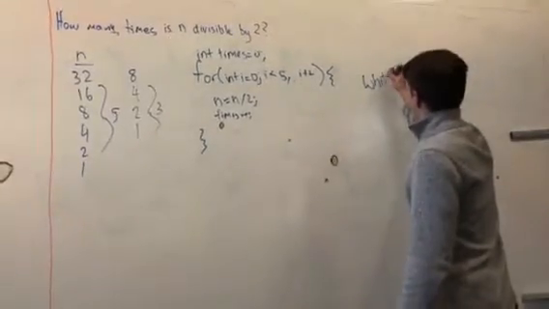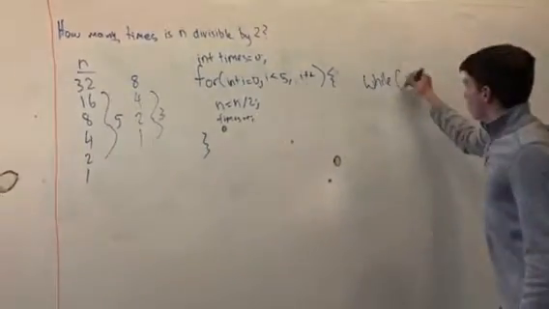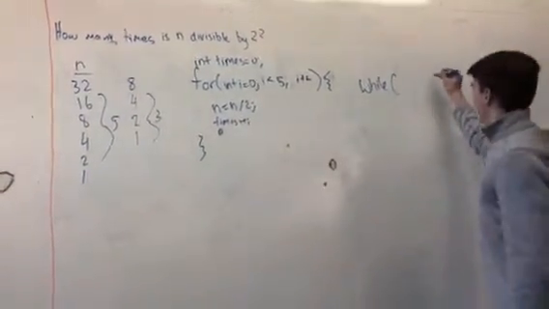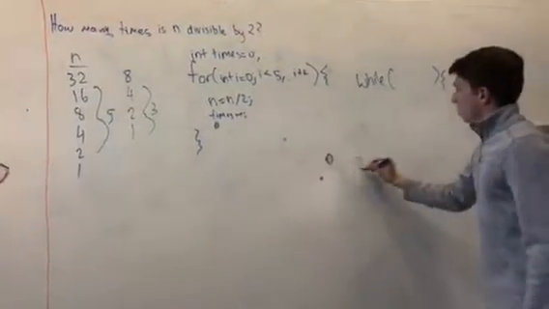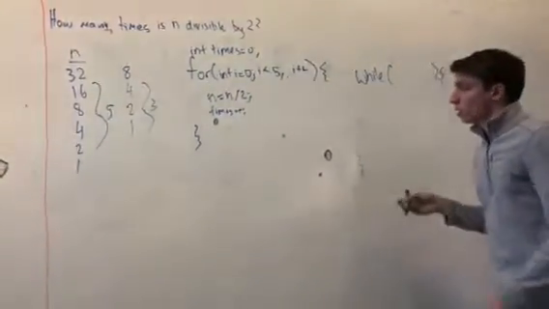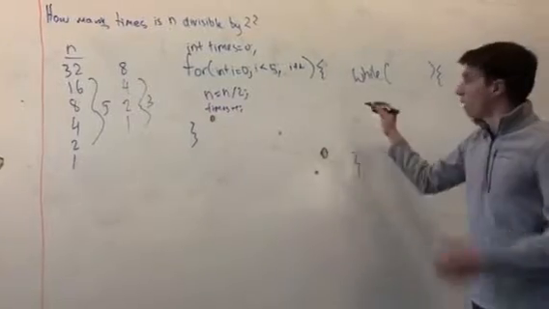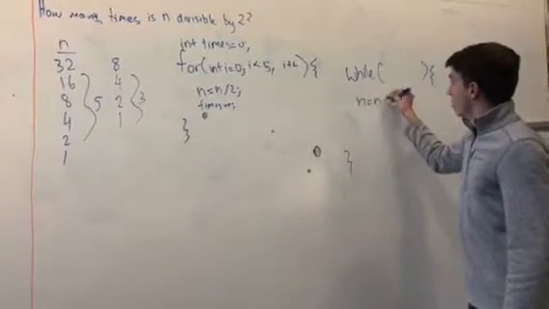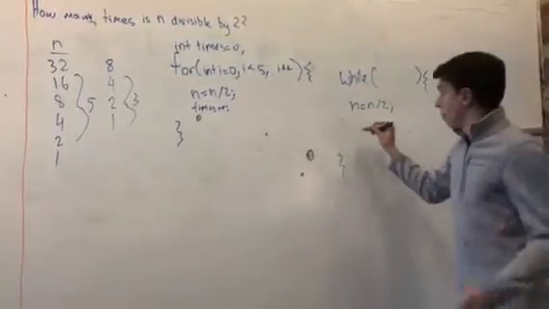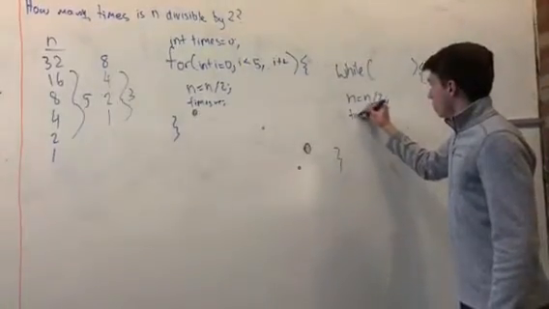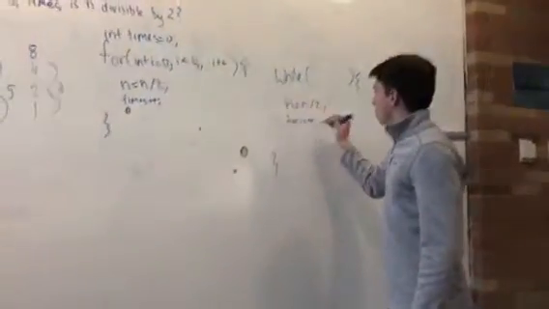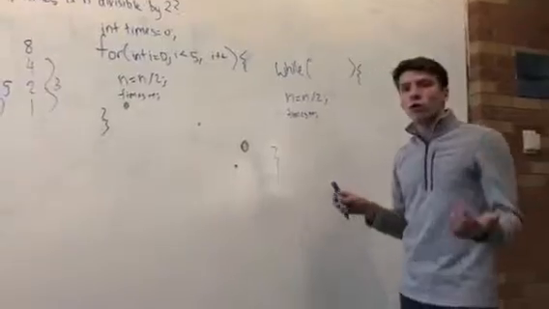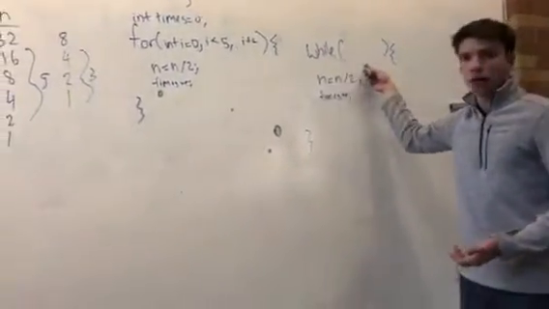The way a while loop works is you have while some condition that we'll talk about later is true, do something, right? And so we already know what we want to do, right? n equals n divided by 2, and then increment times plus plus. So the tricky thing with a while loop is knowing what condition to put in here, right?